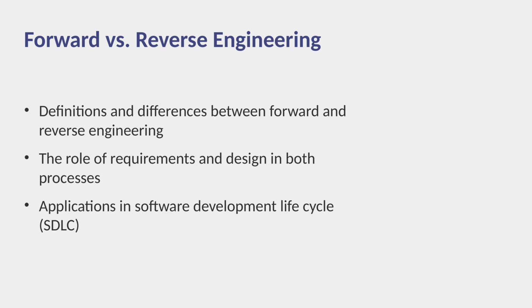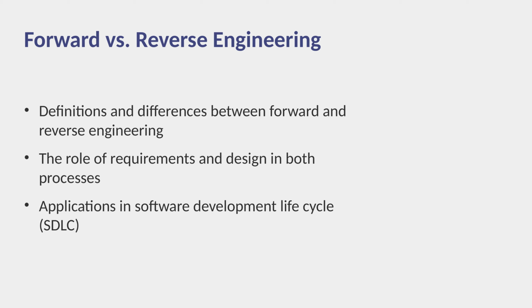Let's clarify the distinction between forward engineering and reverse engineering. Forward engineering is the process of building a system from scratch, beginning with requirements and moving through design to implementation. In contrast, reverse engineering involves taking an existing system and working backward to extract its architecture and functionality. In the context of the software development lifecycle (SDLC), understanding this difference is vital.